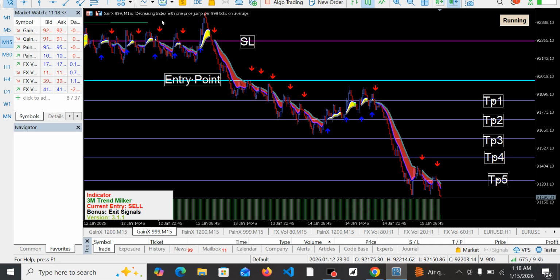Okay, guys, we will be checking out this particular asset. This is GainX 999 on 15 minutes time frame, and we had this setup 2 days ago, and the signal was also dropped in the Telegram channel, and this is how it all played out.